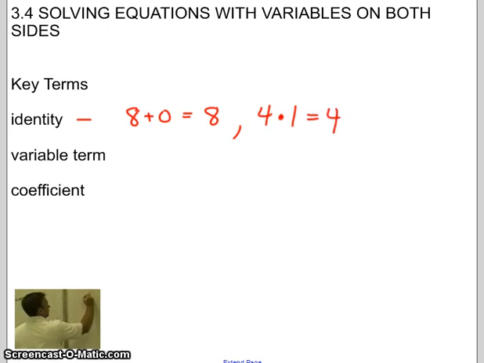Alright, variable term. A variable term is a term that has a variable in it. So a variable term is something like 2x or negative 3y. In this unit we're going to be eliminating variable terms from one side of the equation in order to solve for that variable. Coefficient is the number in front of the variable. So like 4x, the coefficient is 4. And if you look back to variable terms, 2 is the coefficient for 2x, and negative 3 is the coefficient for negative 3y.